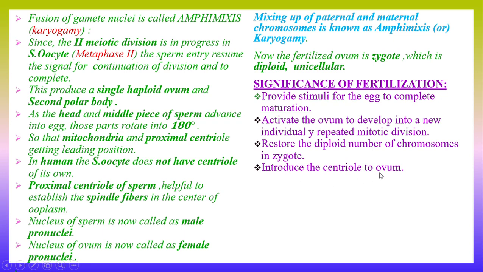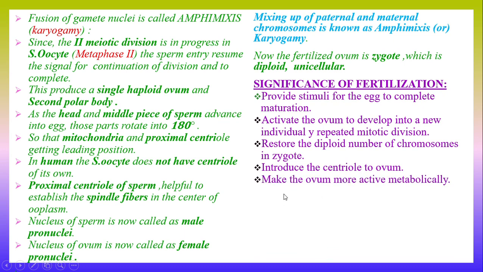Introduce the centriole to the ovum. ஏன்னா ஓவத்துல என்ன இல்லைன்னு சொல்லியிருக்கோம்? Have no centriole. அது தேவையான centriole. ஏன்னா centriole இருந்தாதான் cell division start ஆகும். Cell division start ஆக multiplication. அப்பதான் ஒரு உயிரினமே உருவாகும். அந்த cell division நடக்கணும்னா centriole is essential. ஓவத்துல secondary oocyteல centriole கிடையாது. That can be provided by the sperm alone.